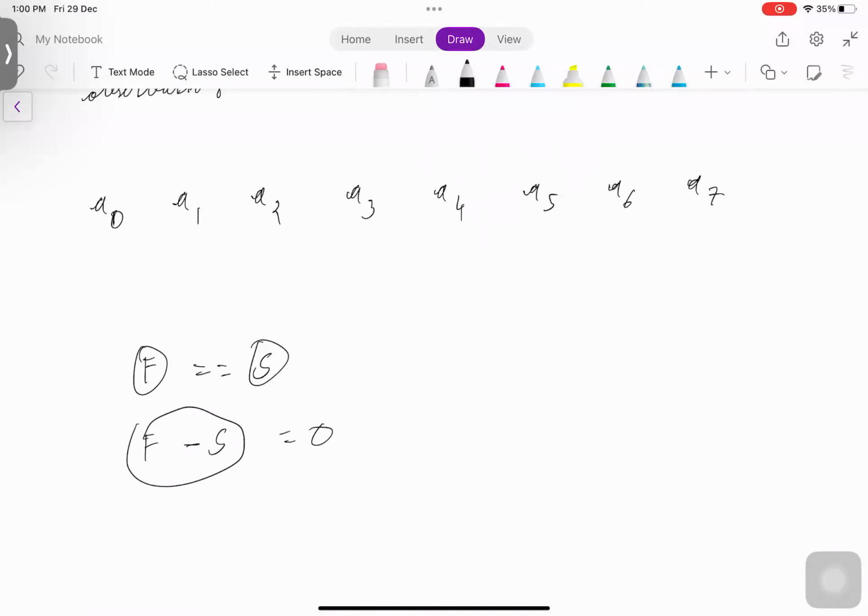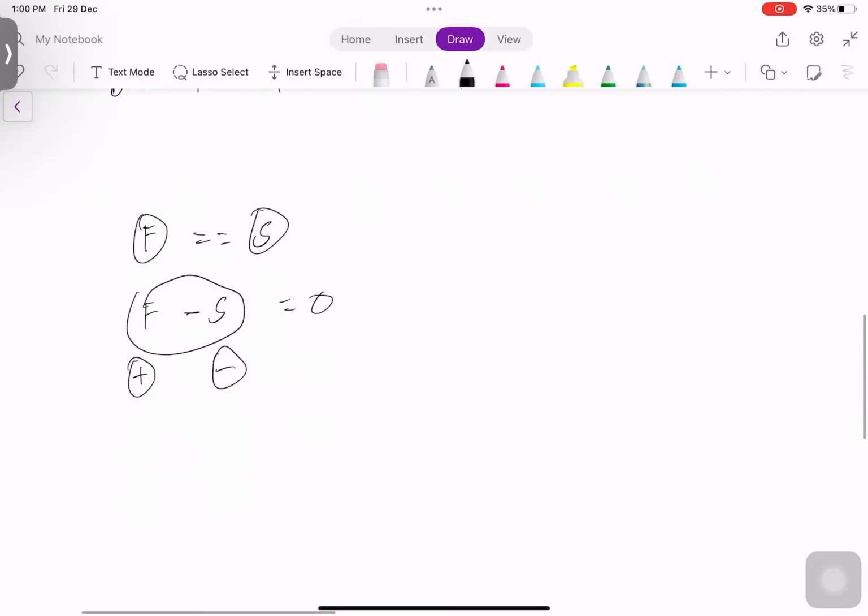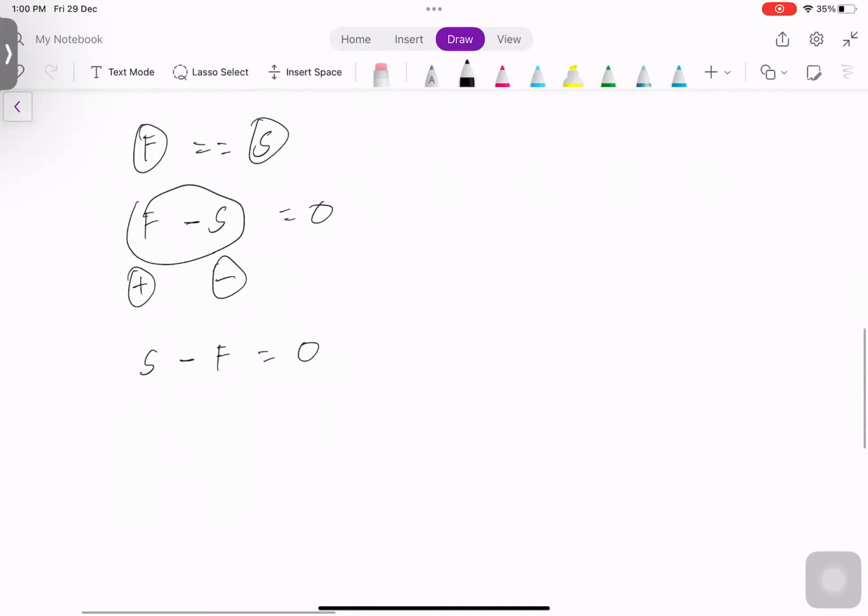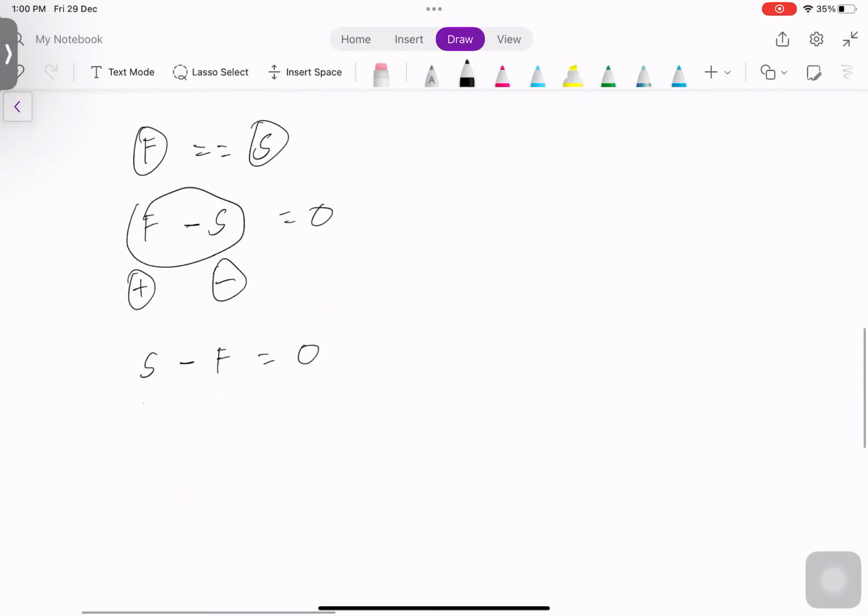This should hold. So what we can do is we can assume positive, add all the first person's score and subtract all the second person's score, or even the reverse will be the same. Second minus first will also be 0. So we could either consider positive for the second person and negative for the first person.